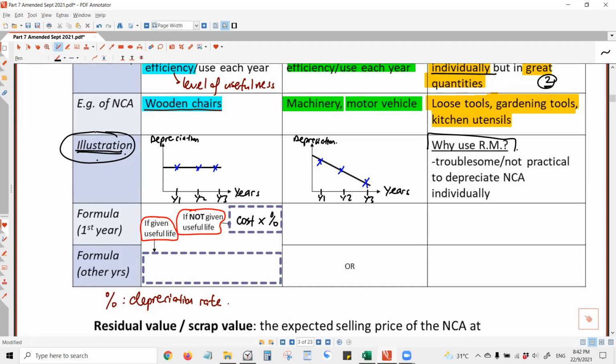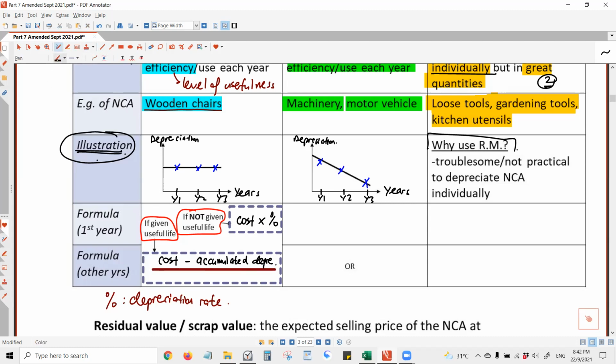It is this. You write on top, you write cost as a fraction. On top of the fraction, you have cost minus accumulated depreciation. A new term once again. I will tell you what it means later.